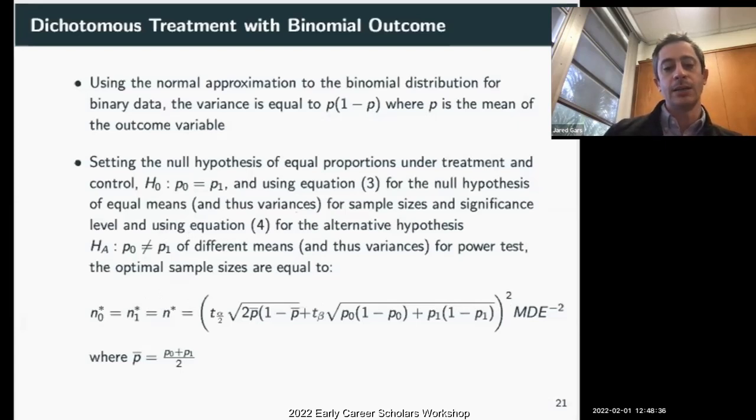So I'll give you a second to look at this and think about what this means. But in general, the variance here is going to be maximized for p equal to 0.5. And therefore, the optimal sample size is going to increase as p bar here, which is the sum of the probabilities over 2, approaches 0.5.